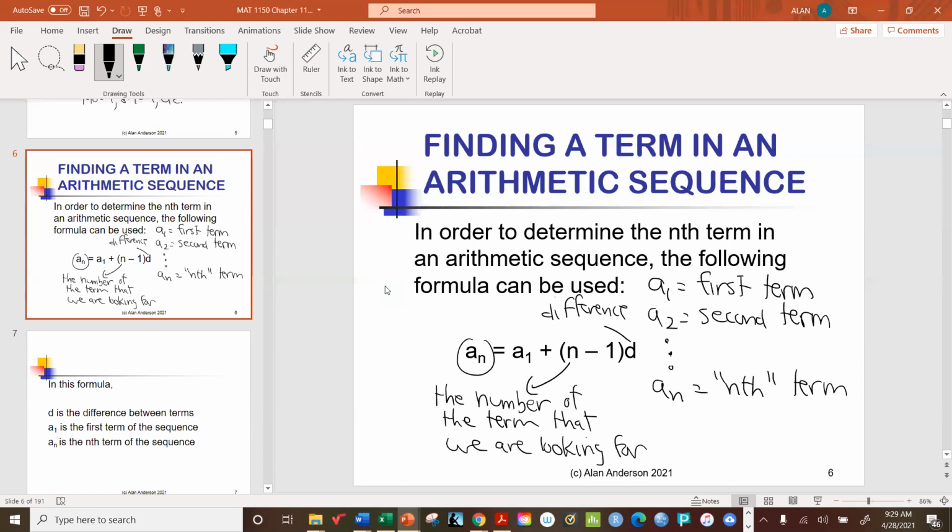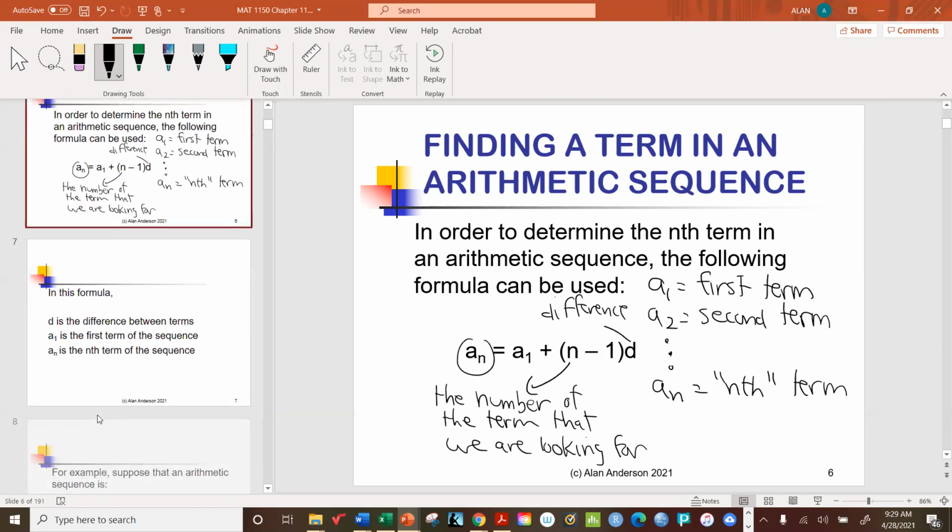Now, of course, we can always just write them all out. But sometimes, what if we're looking for the 500th term? That might get a little awkward. So it's nice to know that there's a formula here that will enable us to find that term very quickly and easily with a relatively simple formula.